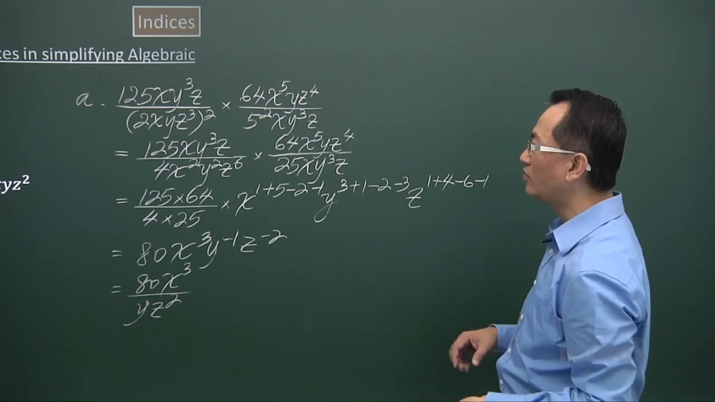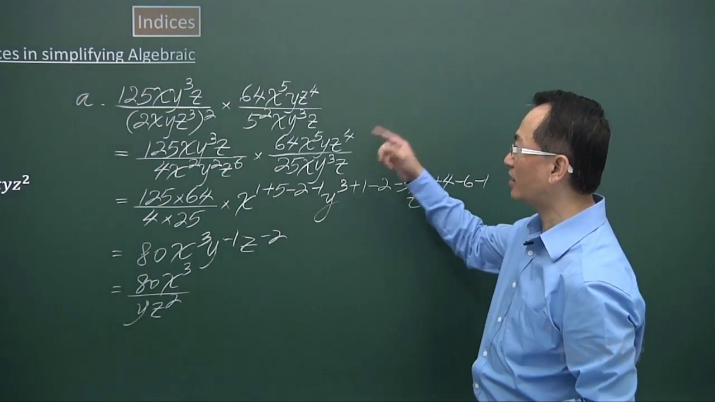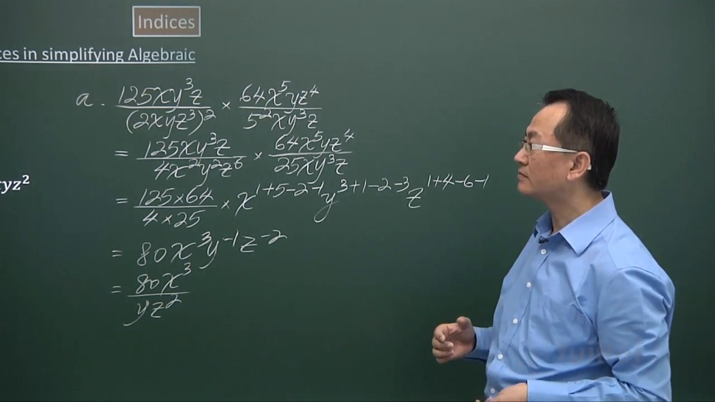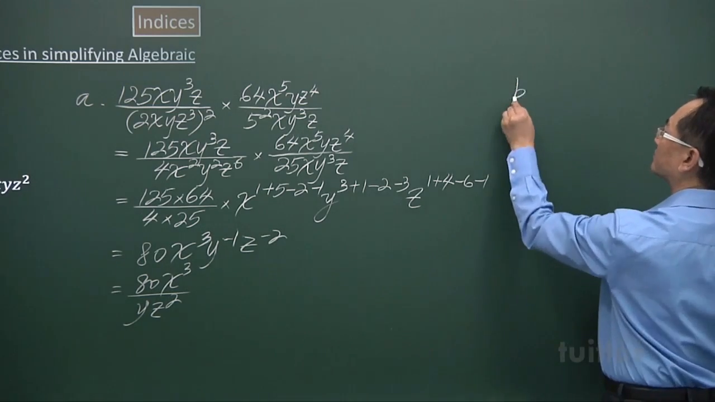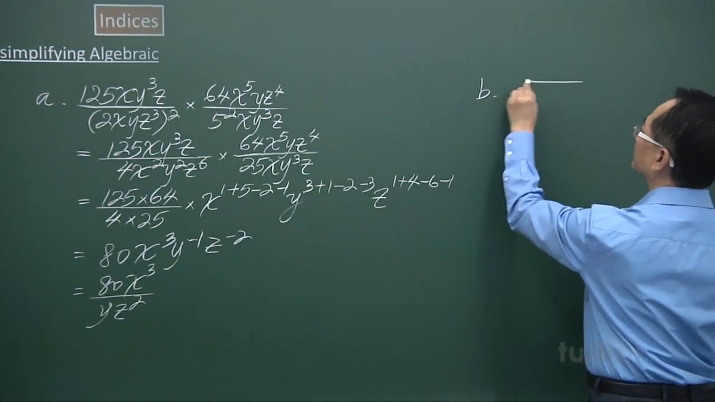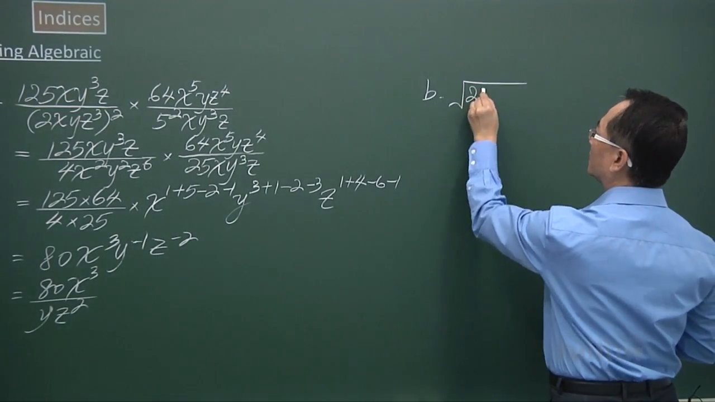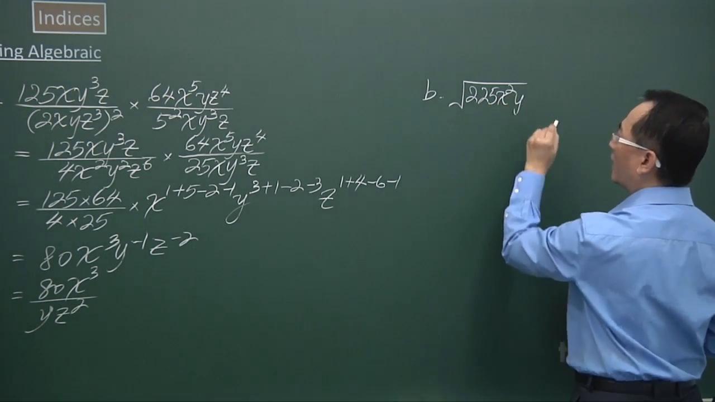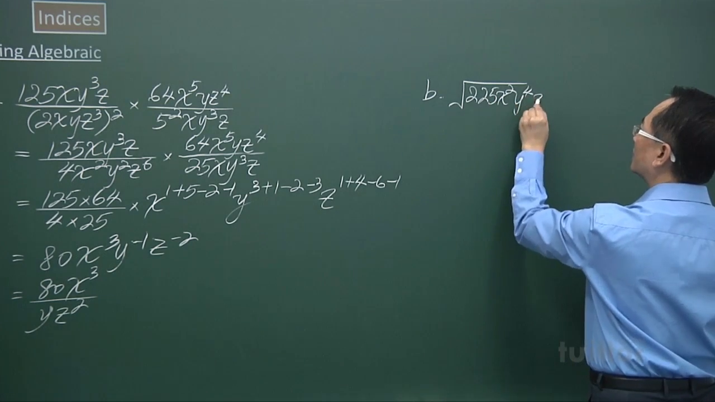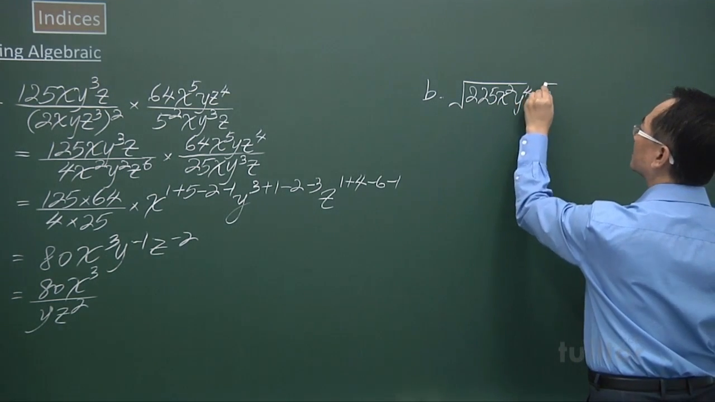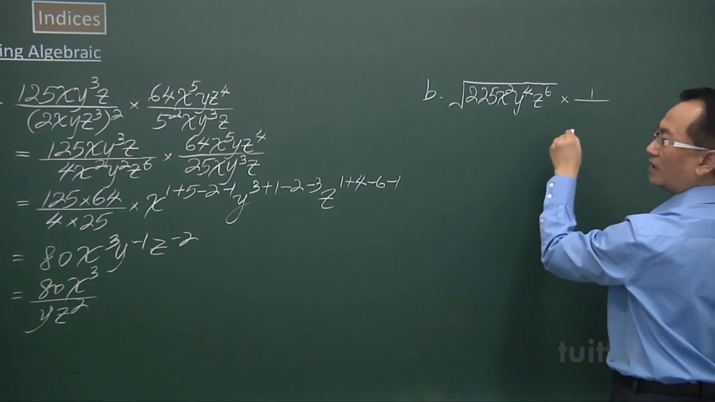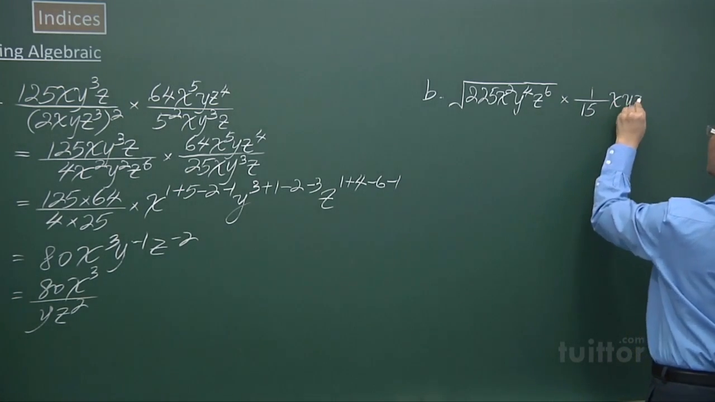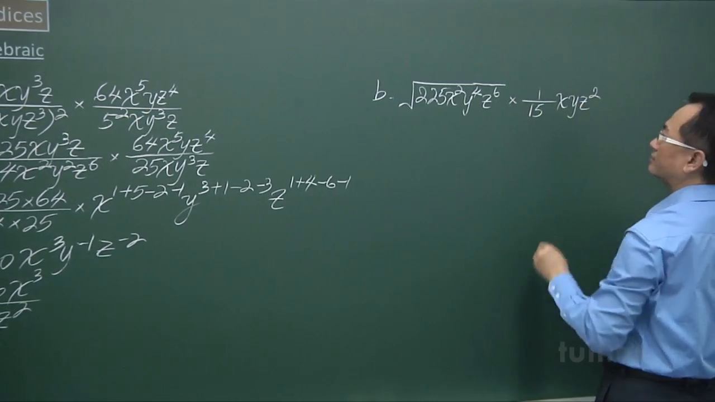So this is how I have avoided just cancelling and confusing the marker and even myself. So for part B, the square root of 225 x squared y to the power of 4 z to the power of 6 times 1 over 15 times x y z to the power of 2.